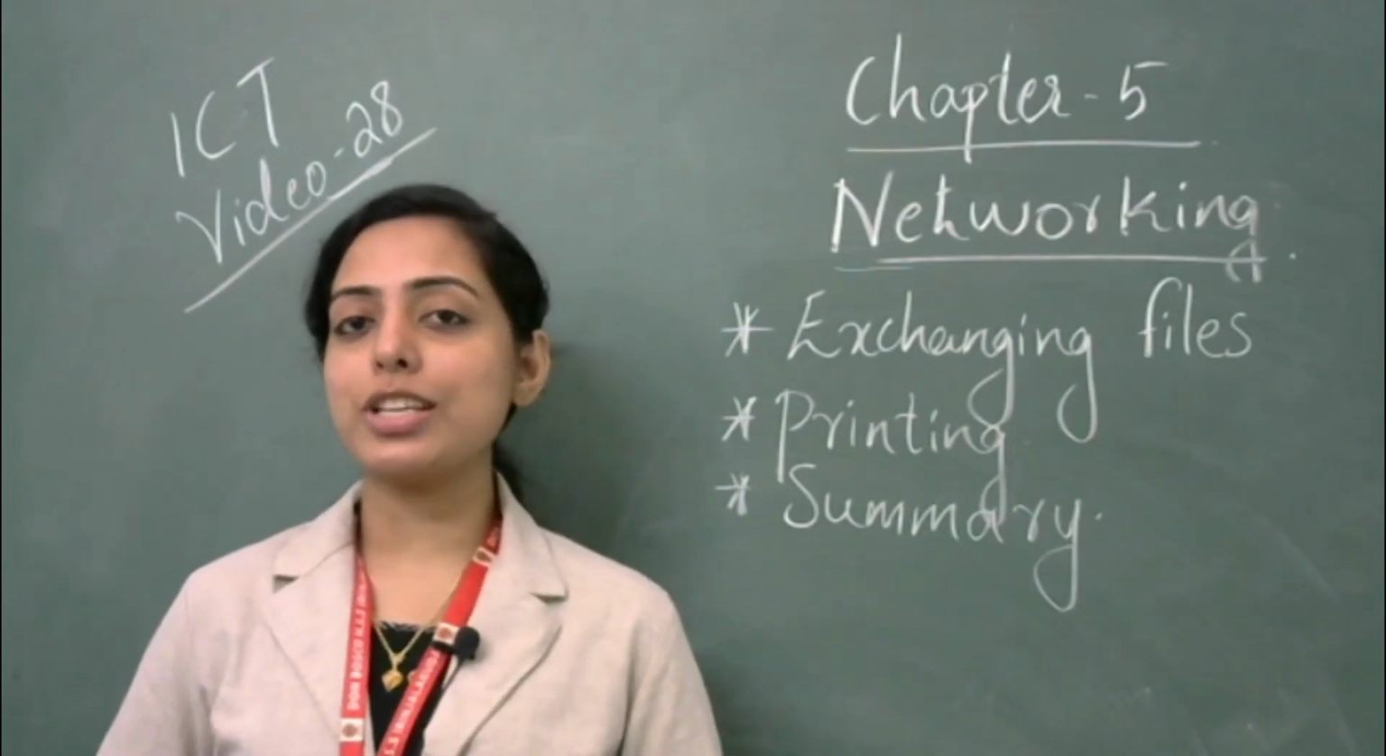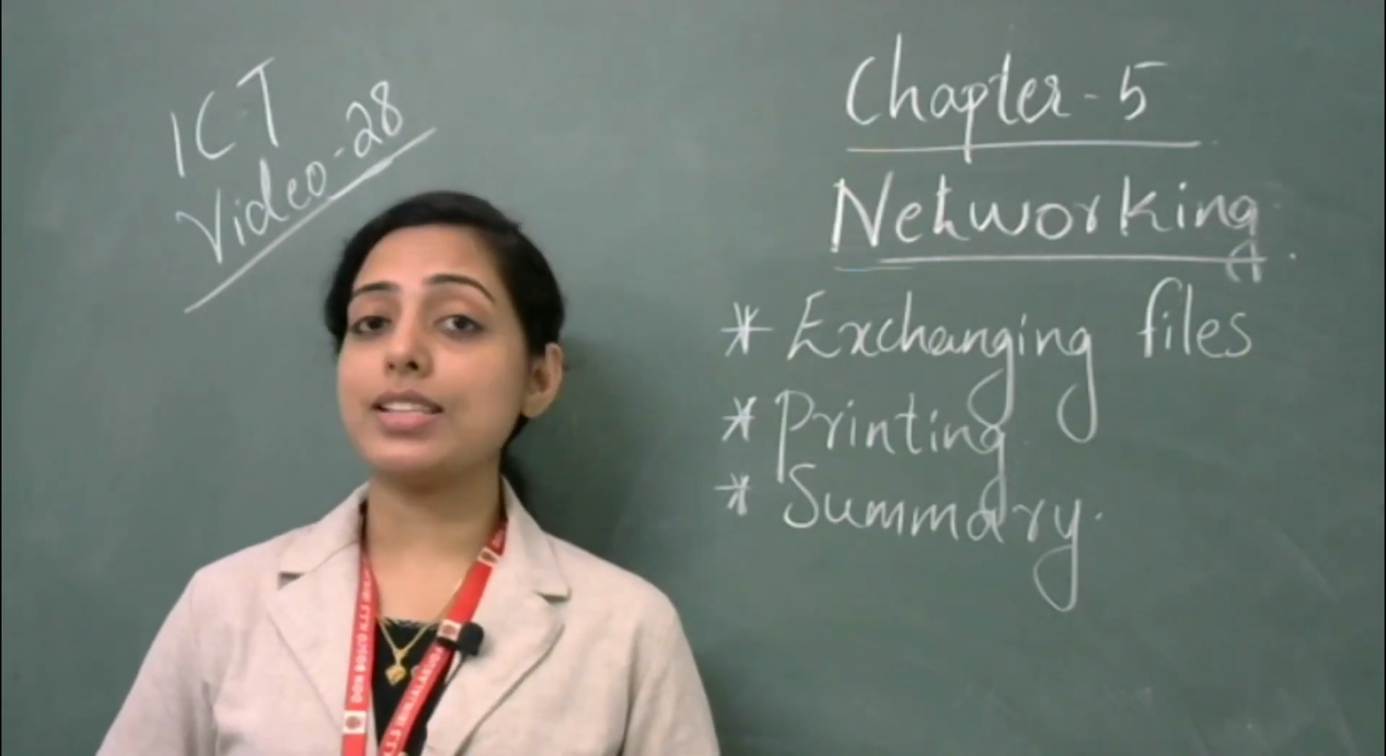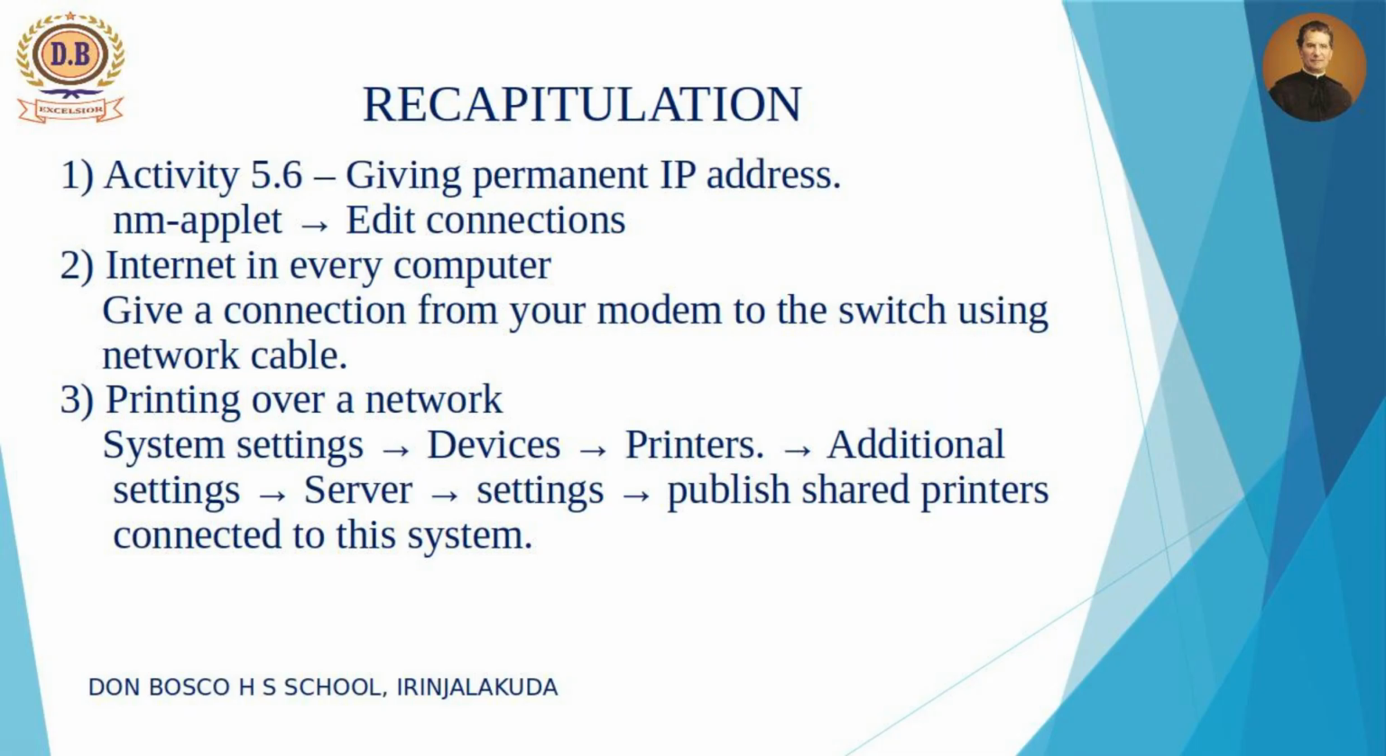So this is our video session 28, and in the previous class we discussed giving a permanent IP address. Go to NMApplet and click on the edit connection option. There we can give the IP address, DNS server, gateway, net mask, etc. The second topic was internet in every computer. Give a connection from your modem to the switch using a network cable, and from the switch we can connect different computers. The last topic was printing over a network.